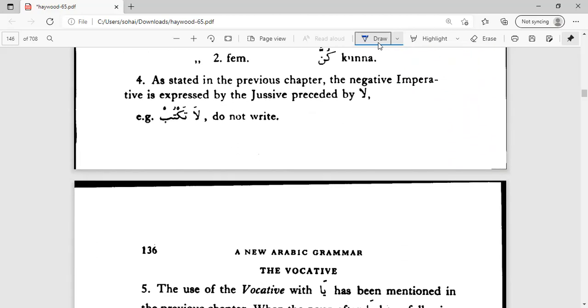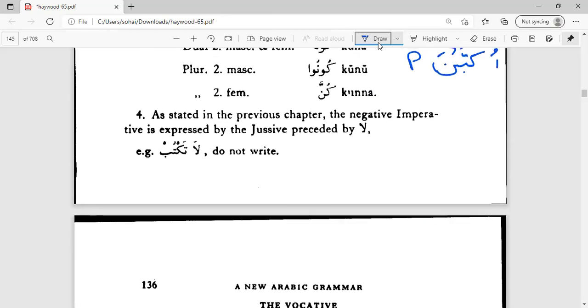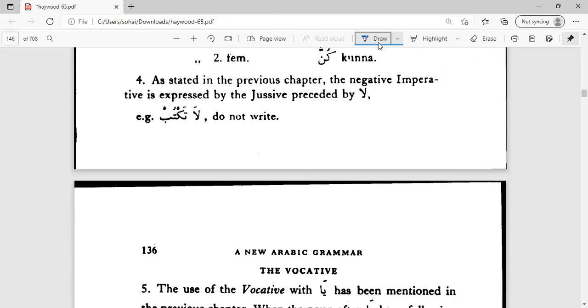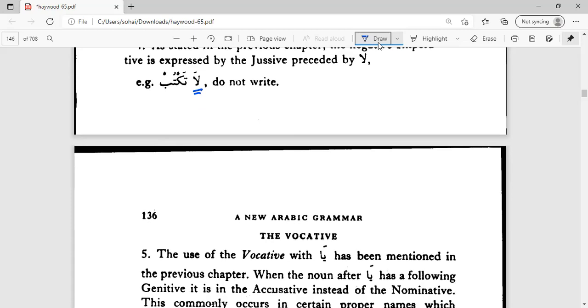Okay. And also, this is commanding somebody to do the action. However, if you want to, like we did last lesson, prohibit, telling them not to do the action, then we mentioned that we just add la at the start, and the prefix remains, so it just becomes la taktub, do not write. La taktuba, do not write. La taktubu, do not write, plural, for example.